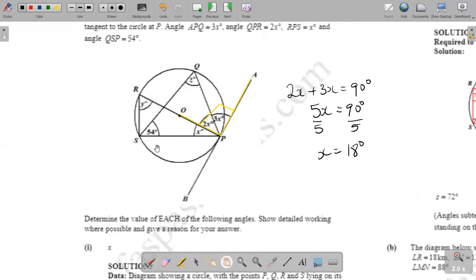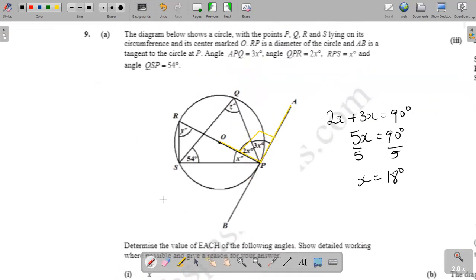So let's look at the next thing they ask us for. They ask us for y. Look at where y is. We know what x is. Everywhere you see x, you put 18. So this is 18. We don't know this one. Let's highlight what we want, because I don't want you to get confused. Let's highlight where y is, y in the triangle in the semicircle. Look at where y is.